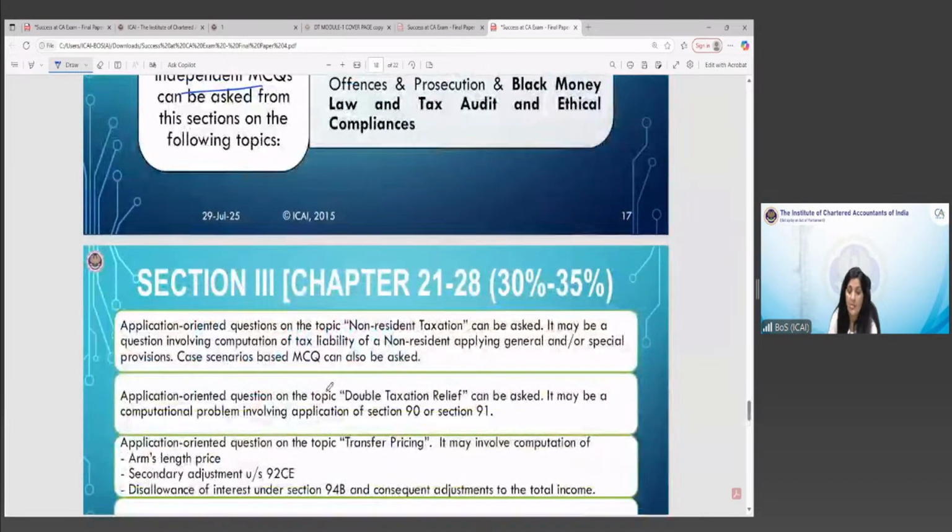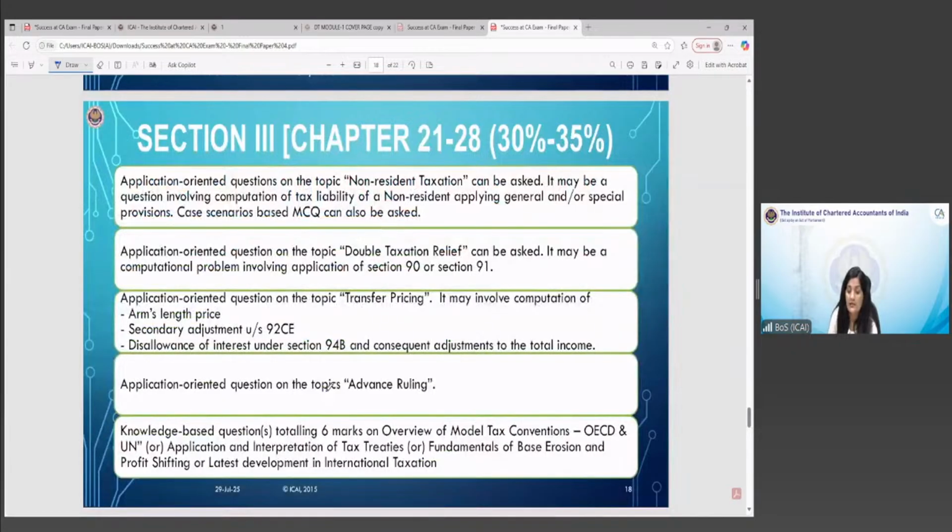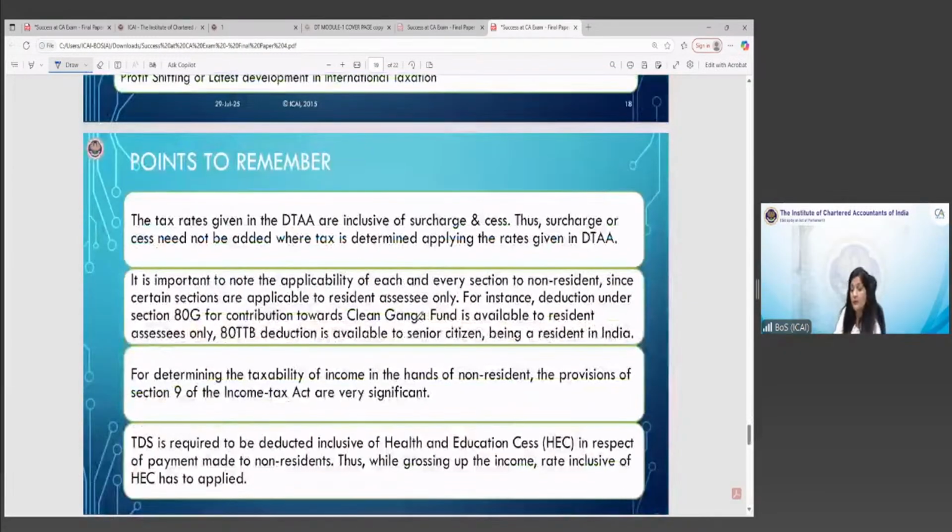The last one is your non-resident taxation. We have already discussed what type of questions are being covered from this section 3, international taxation. If you talk about points to remember, this is very important.